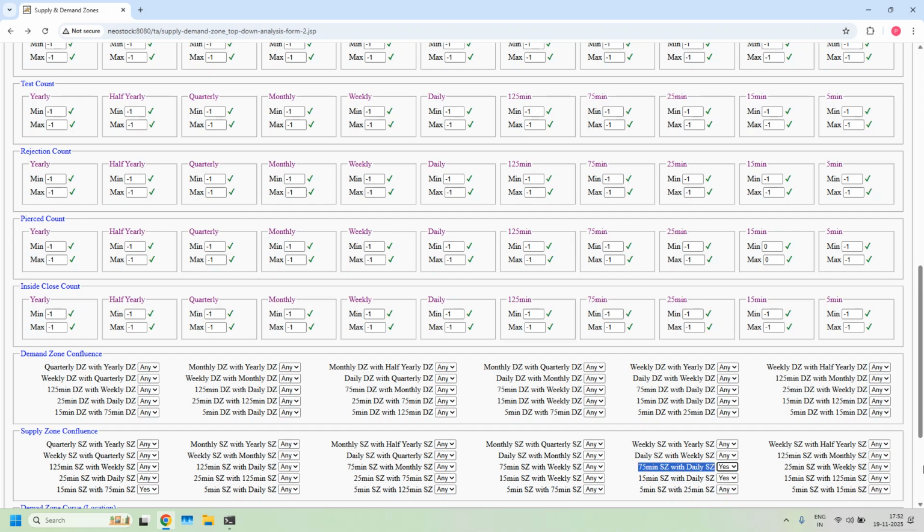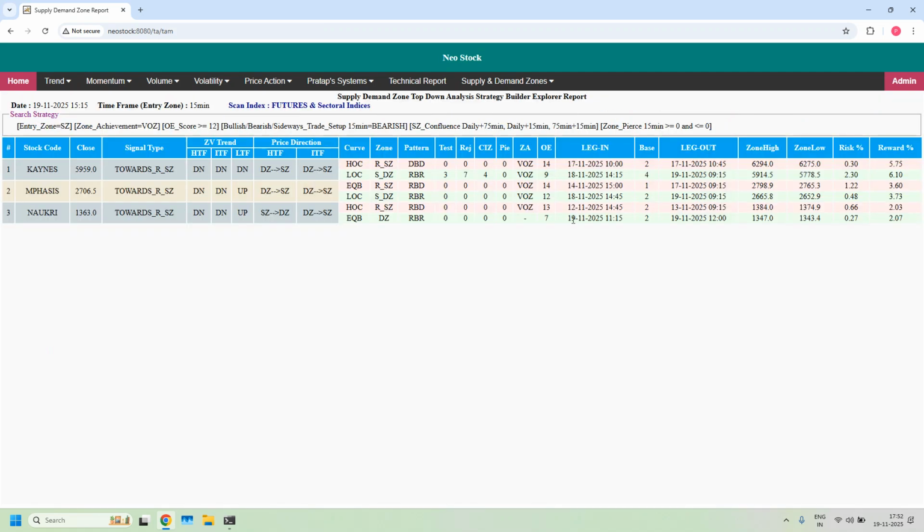By enabling all the 3 filters, we got 3 stocks. In all the 3 stocks, all these 15 minute supply zones overlapped with the 75 minute supply zone. Both together again overlapped with the daily supply zone. And the daily trend is downtrend in all the 3 stocks.